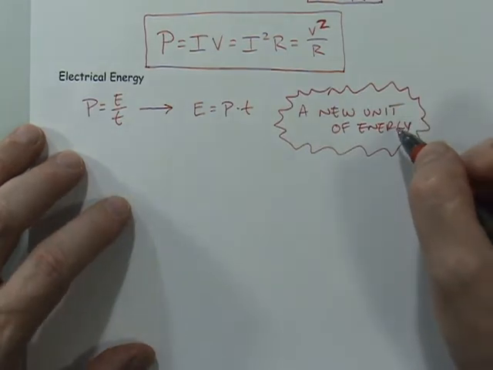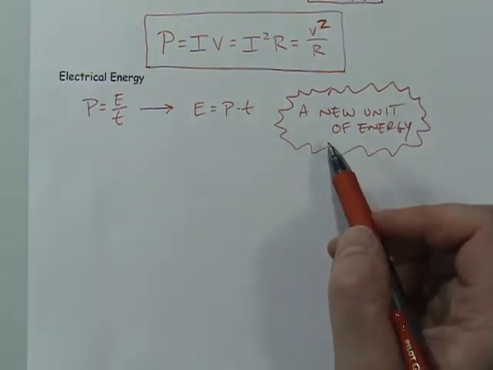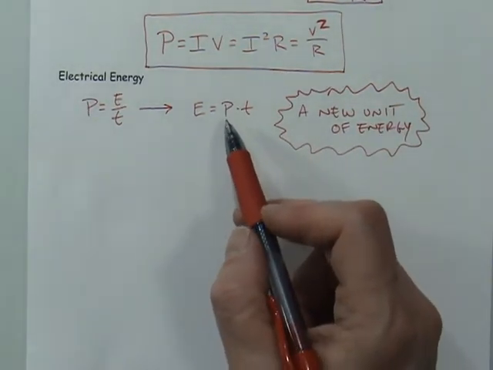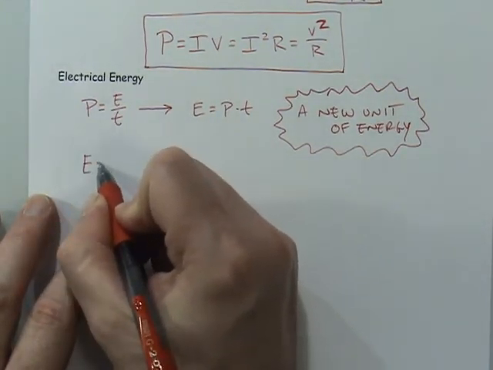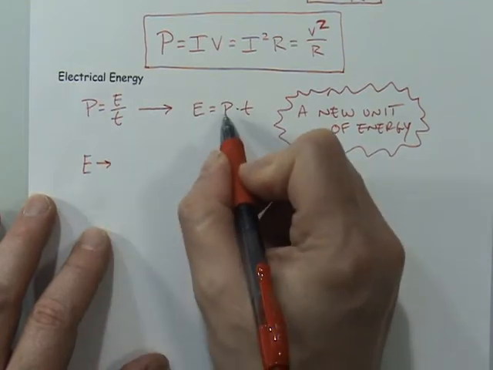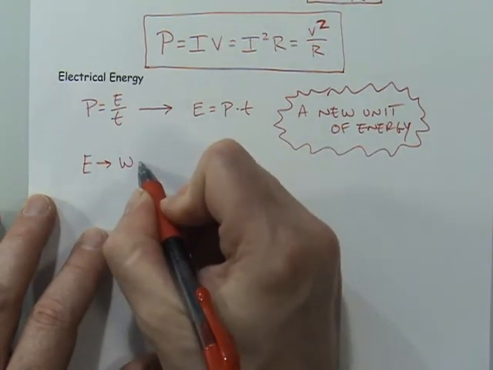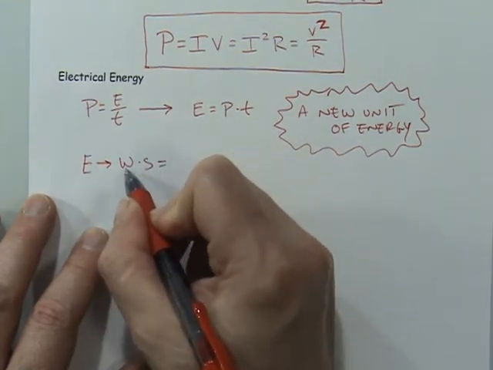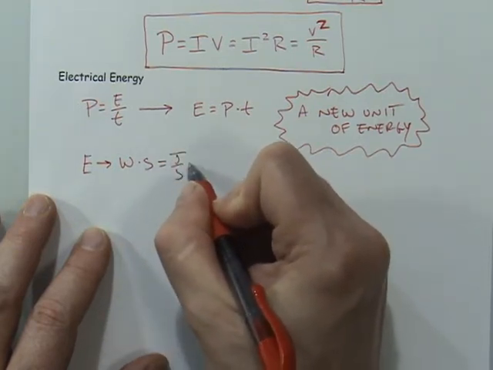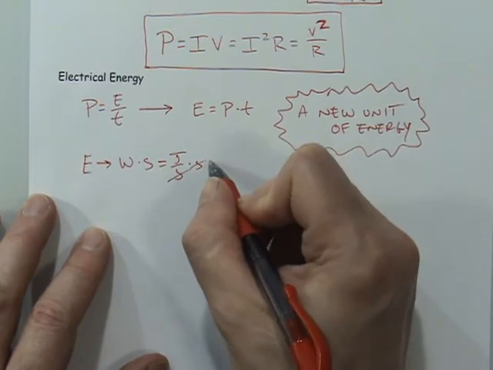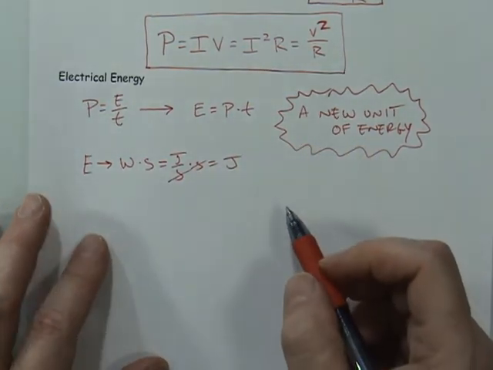A new unit of energy, and all we're going to do is swap out the usual units for energy. So in the equation, normally E would be equal to, in this case, watts times seconds, and a watt is equal to a joule per second, and when I multiply that by seconds, the seconds will cancel, and I will end up with joules.